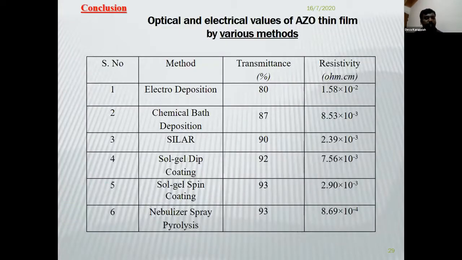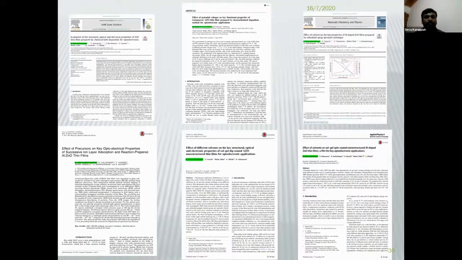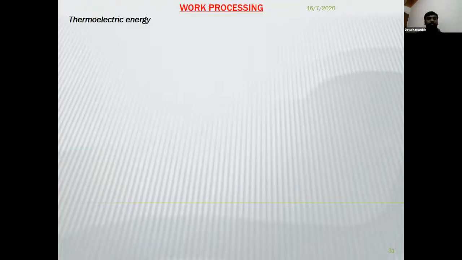In conclusion, I have used 6 different deposition methods, like electrodeposition, chemical bath or sol gel, spin coating, dip coating, and nebulizer spray pyrolysis. Compared to other methods, the nebulizer spray method gives the highest optical transmittance and low resistivity, 8.69 times 10^-4 ohm centimeter. So I found that nebulizer spray is the best way to prepare transparent conducting aluminum doped zinc oxide thin film compared to other chemical methods. These are the publications, and current work is in process.